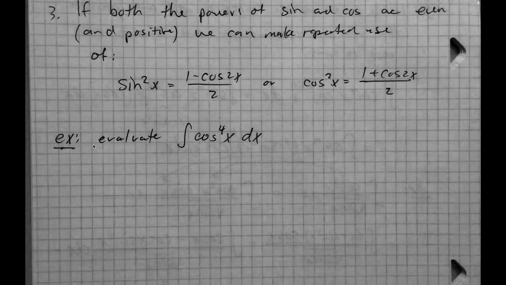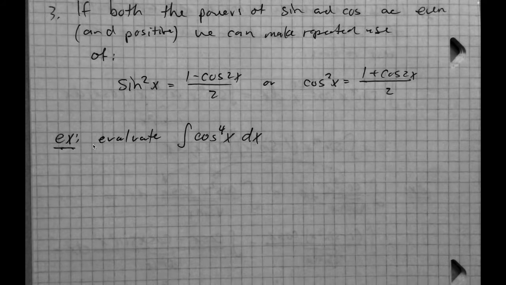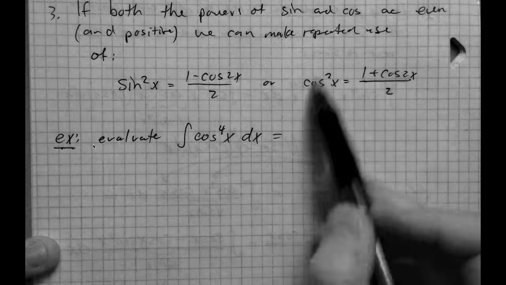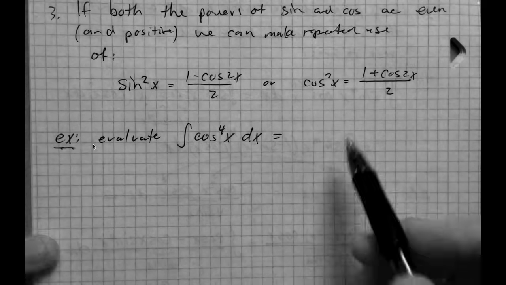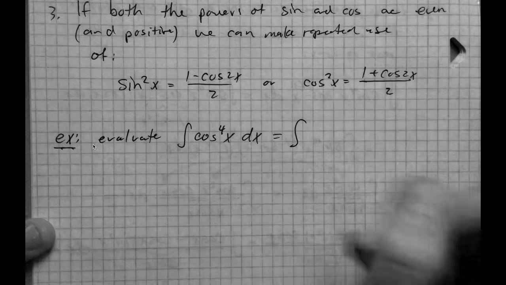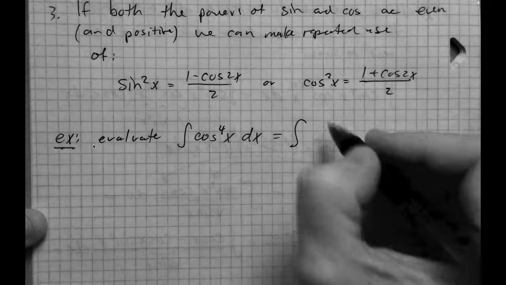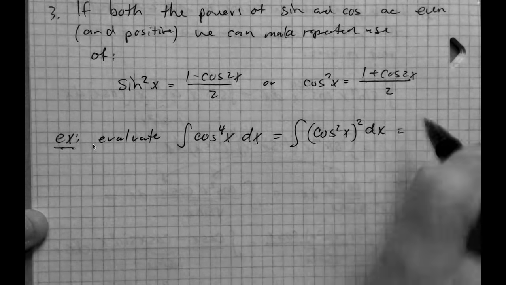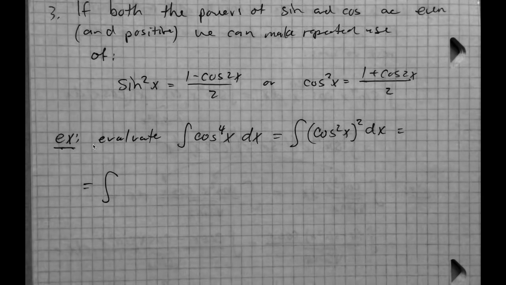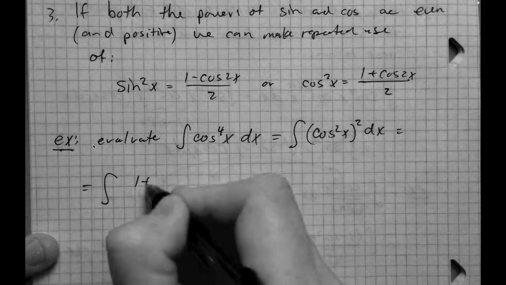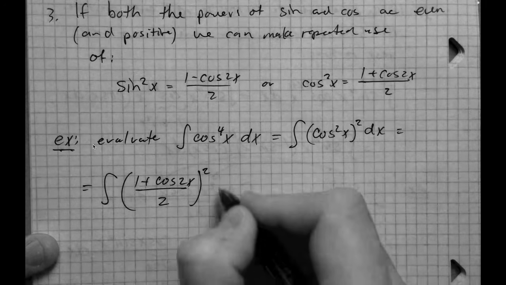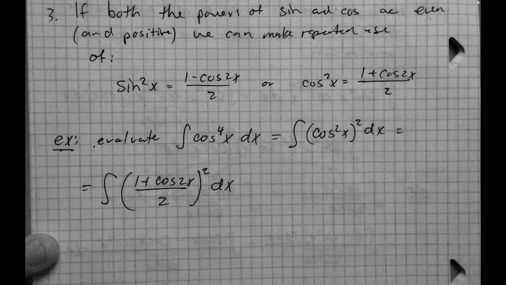So cosine of x raised to the 4th power. Okay, so what we can do is we can use this identity here. So this would be equal to the integral of cosine squared x, squared. And so that means this is going to be the integral of 1 plus cos 2x over 2, and then that whole thing squared, like so.